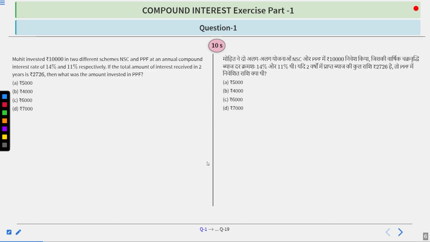And the options are option A, rupees 5,000, option B, rupees 4,000, option C, rupees 6,000, and option D, rupees 7,000. These are the options. And you have 10 seconds to find which option is correct. After that, I will do the solution for you.